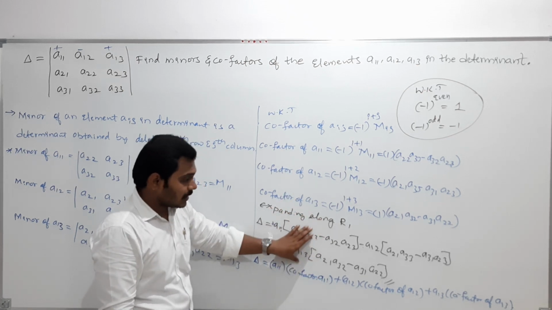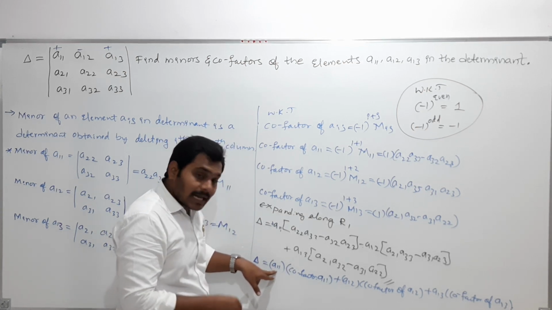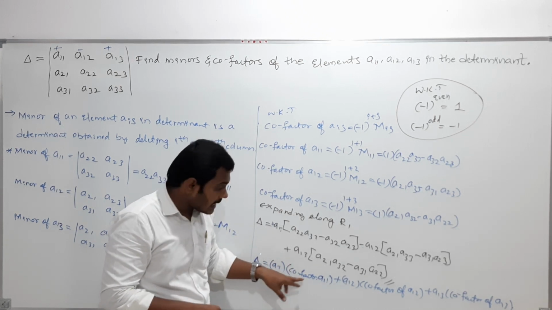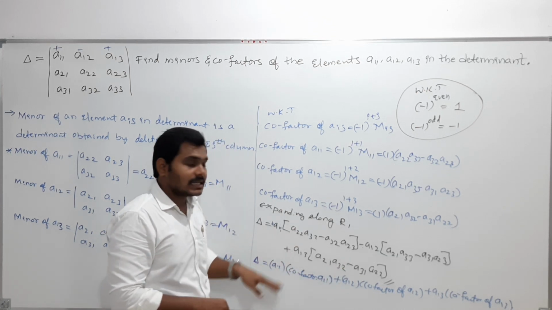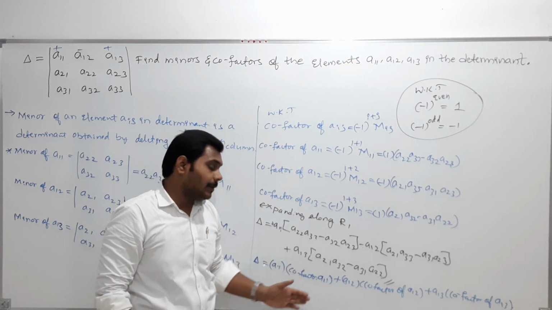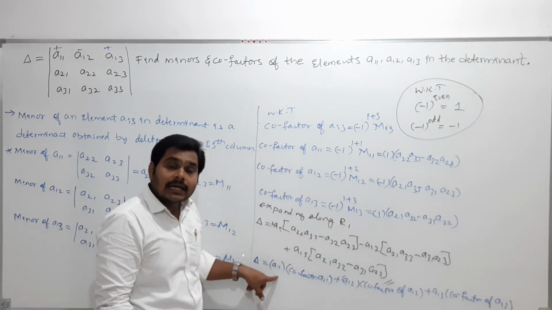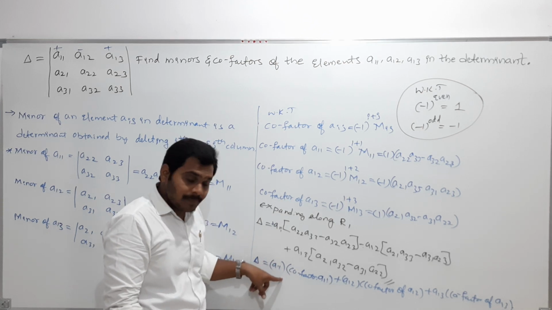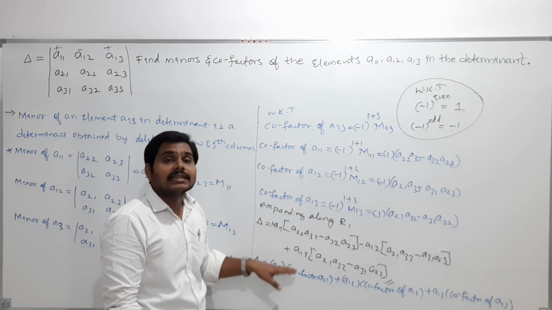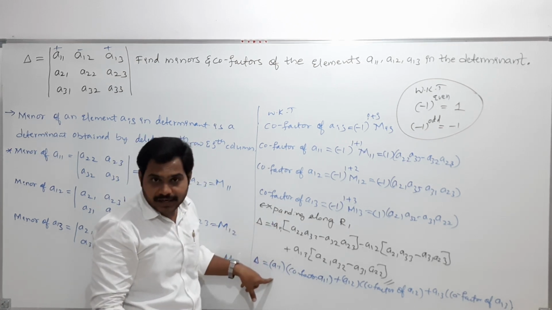Clear? So whenever you want to find the determinant value, what should you do? The elements of any row or column, if you multiply with the corresponding cofactors and add, then that value will give us the determinant value. So the result I can frame is: the sum of the products of the elements of any row or column with the corresponding cofactors gives us the determinant value. Whether that holds or not, I verified here.